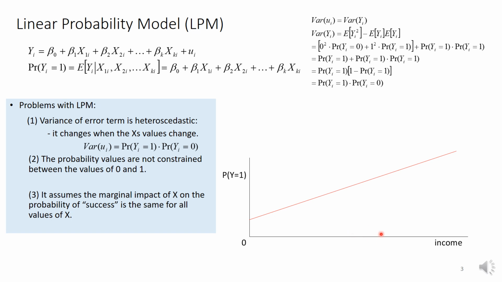But when you arrive at a certain level of income, say your income is 4,000 and you increase it to 5,000, then the probability of you purchasing a house may actually increase quite a bit. So when you assume that it is a linear probability model, you assume that the marginal impact is the same, which in many cases is unrealistic.